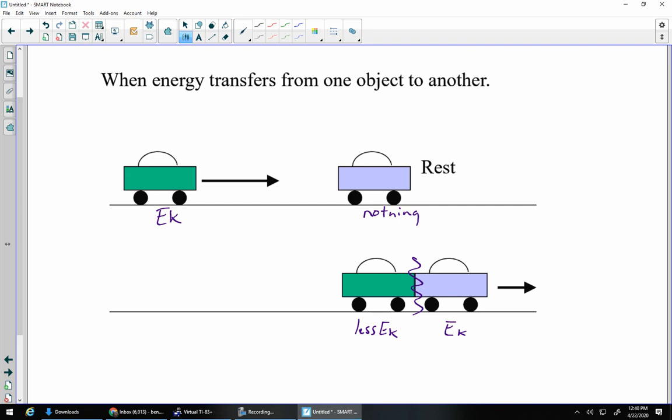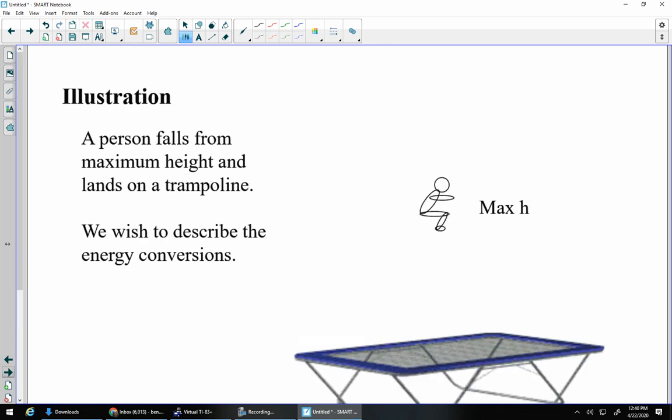And how do we transfer energy? Let me say work is equal to a change in energy. So the green car must have done work on the blue car to change its energy. Cool. Okay, so let's just think about a quick illustration here. So a person falls from a maximum height and lands on a trampoline. Let's describe the energy conversions.